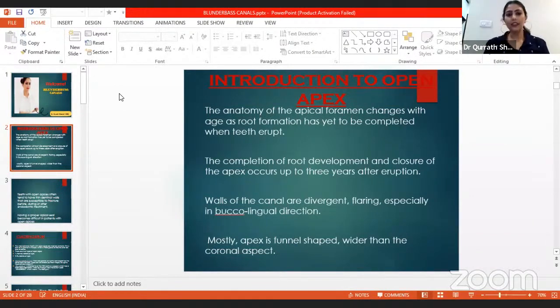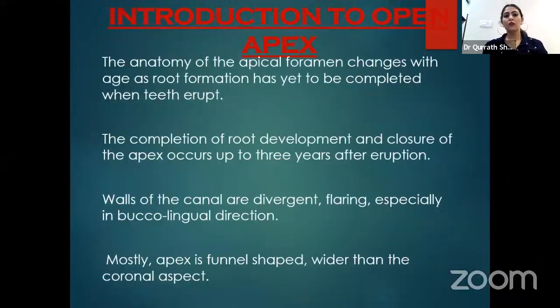So, like the doctor said, my topic today is on the blunderbuss canal. Coming to a few points of introduction about this topic, let's talk about the anatomy of the apical foramen. The anatomy of the apical foramen varies with age. It is very different in a young individual compared to an aging person, and these anatomical changes happen once the tooth erupts in the oral cavity.